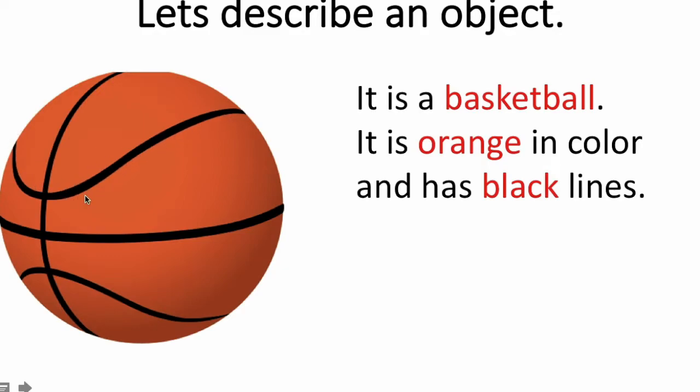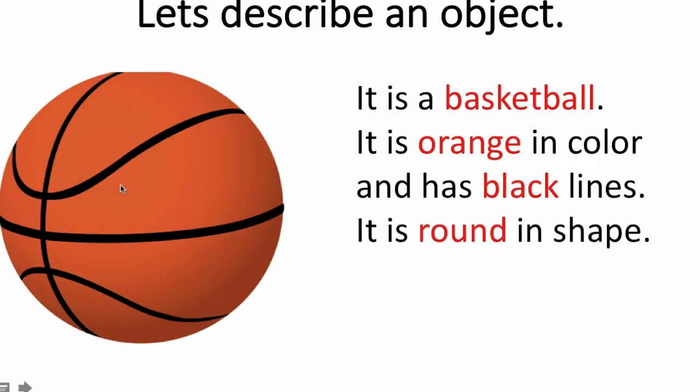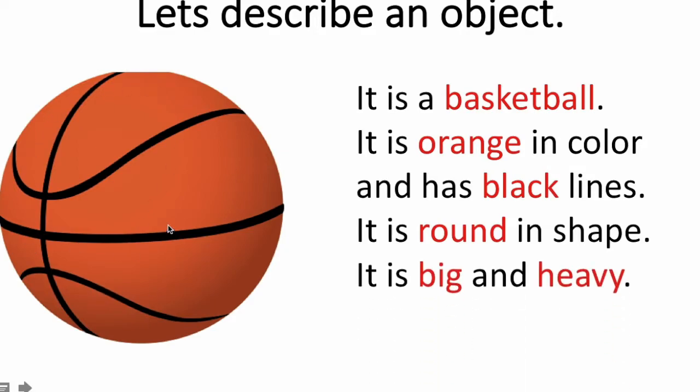Yes, that's correct. It is round in shape. Look, it is round, circle. So it is round in shape. It is big and heavy, right? As compared to other balls, the basketball is a little heavy, right? And it is big in size, right? It helps us to play, right? So what is the use of a basketball? We can play with the basketball, right?